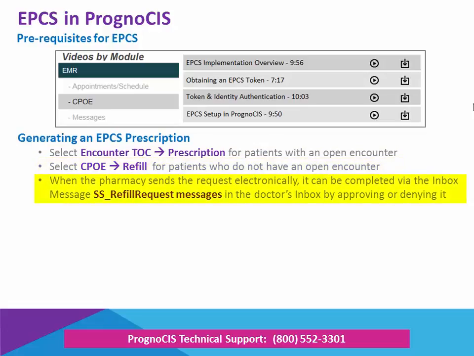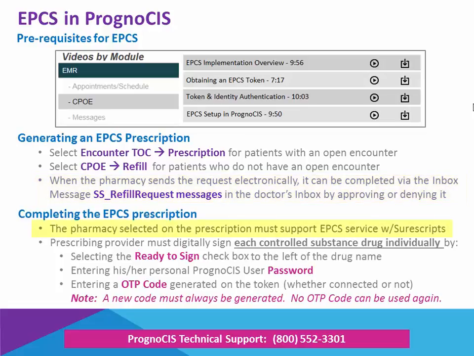And thirdly, pharmacy requests will still come into the physician's inbox messages, which allows the physician to then either approve or deny it. Finally, to complete the prescription, the pharmacy selected must support the controlled substance service through SureScripts. And then the prescribing provider must digitally sign each individual controlled substance drug. This is done by selecting the Ready to Sign checkbox next to the drug name, entering his or her own personal Prognosis user password, and thirdly, entering an OTP code.